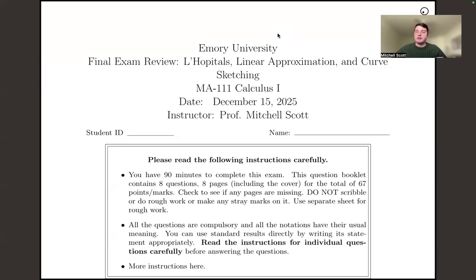This is the last of five review sessions for Math 111, Calculus 1. Today it's going to be on L'Hopital's rule, linear approximation, and curve sketching. We're just going to go through all of the processes to hopefully get you to excel on your exam. I hope your studies are going well.